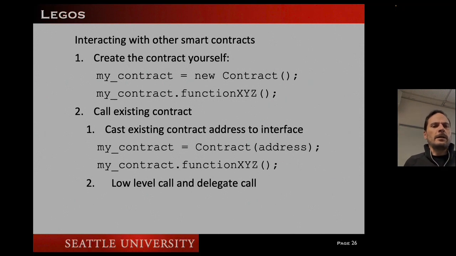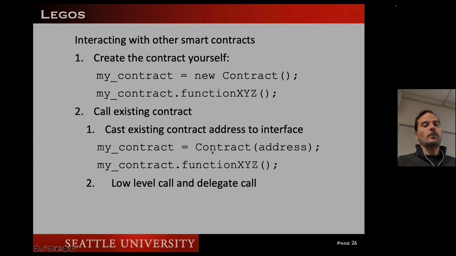Okay, so then Lego. So interacting with other smart contracts. And so you have a contract and you now want to call another contract. And there's, again, a variety of ways you can do that. So you can create the contract yourself. So let's assume you have the source code, then you just instantiate the contract, and then you can call functions on it. The big advantage of that approach is that you have complete control. You know what the code is.